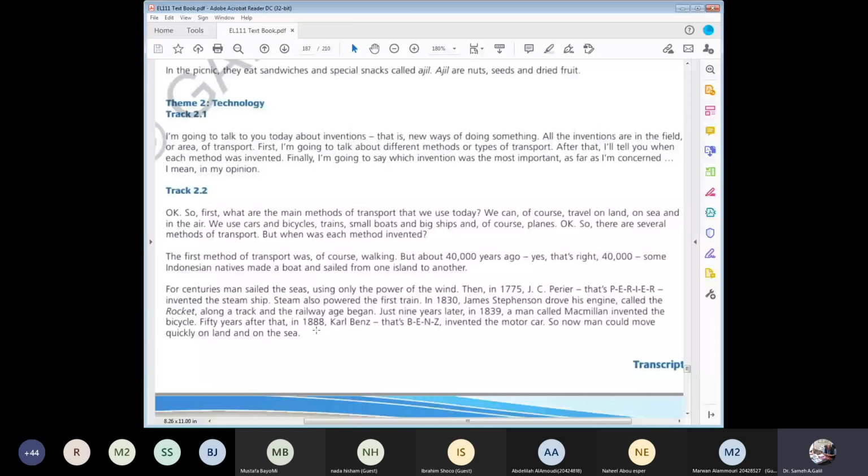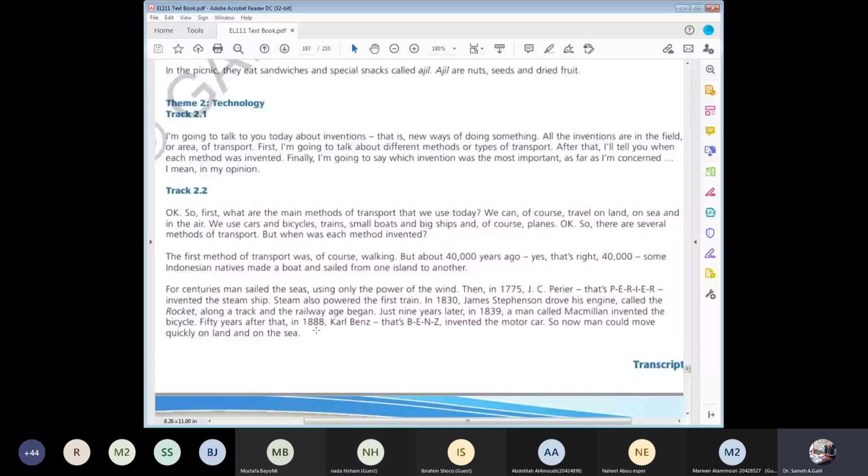So after that, I'll tell you when each method was invented. Finally, I'm going to say which invention was the most important. Remember this structure? The most important, superlative, one and many. Well, as far as I'm concerned, and then I mean in my opinion.